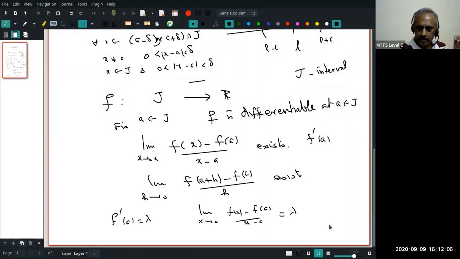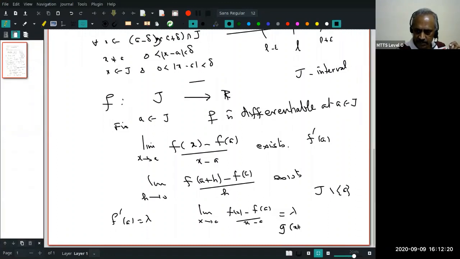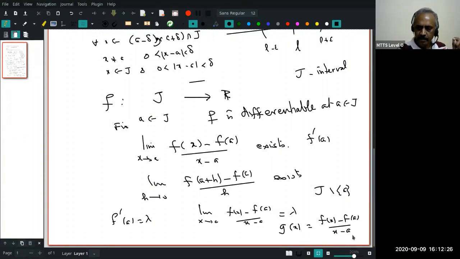Yes. Now notice that this function, what is the function I am defining now? The function is, for each x in the domain J minus a removed, you are considering a function. What is the function you are considering? You are considering the function g(x) equal to (f(x) minus f(a)) by (x minus a). Do you understand this? For each x in J, a removed, this makes sense.